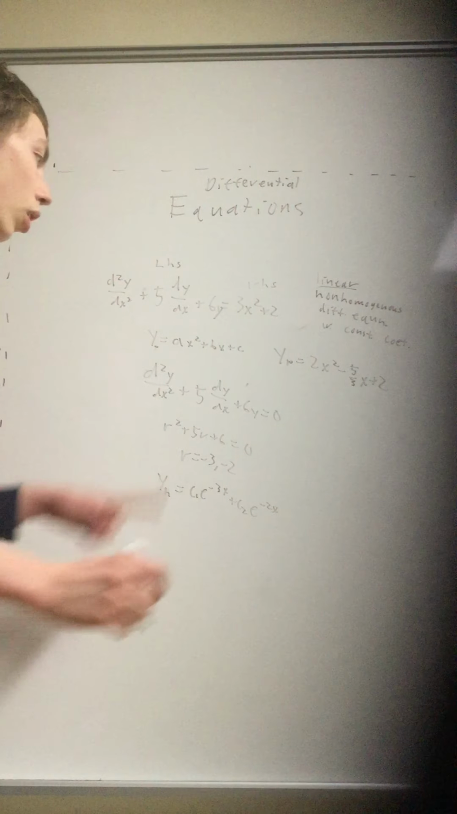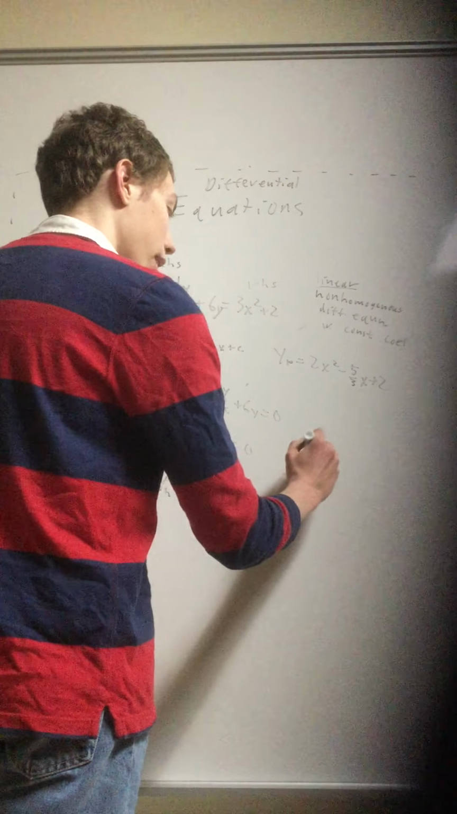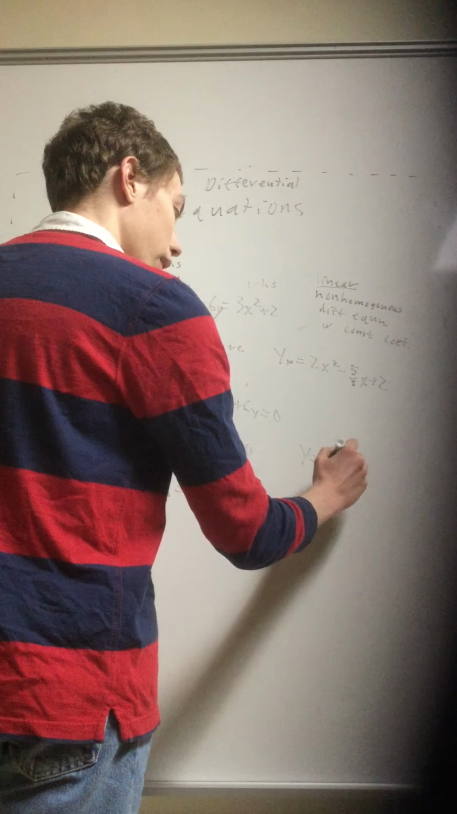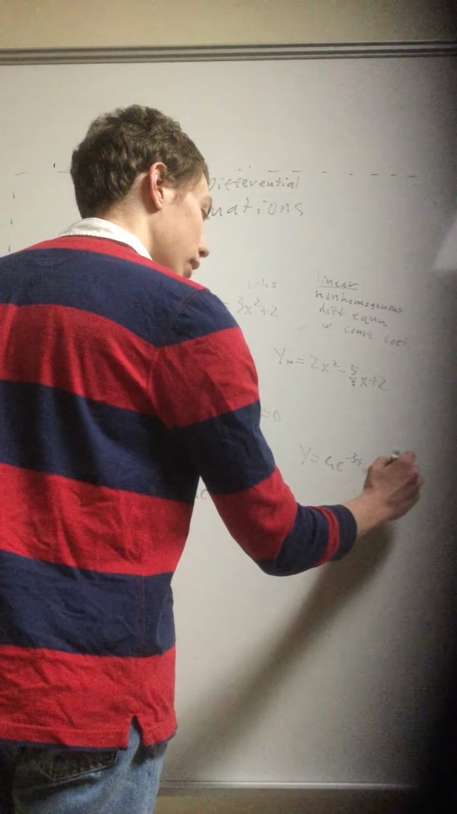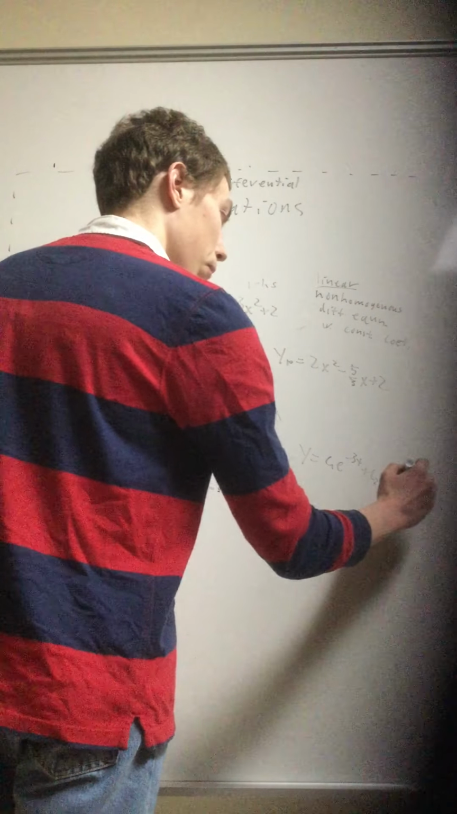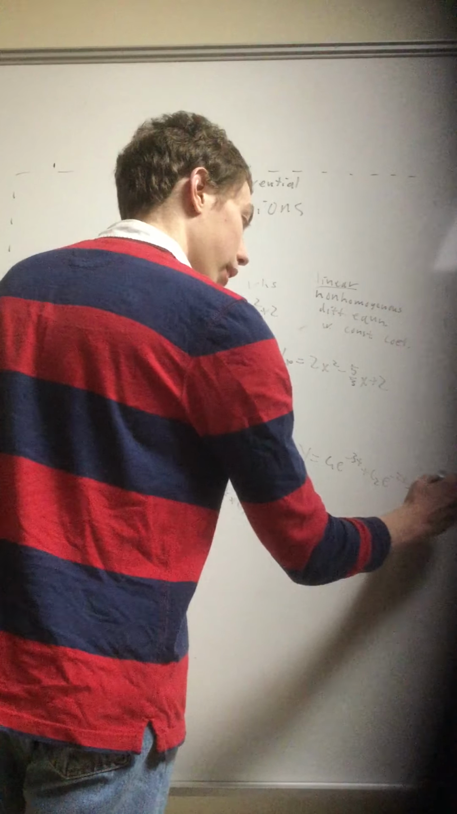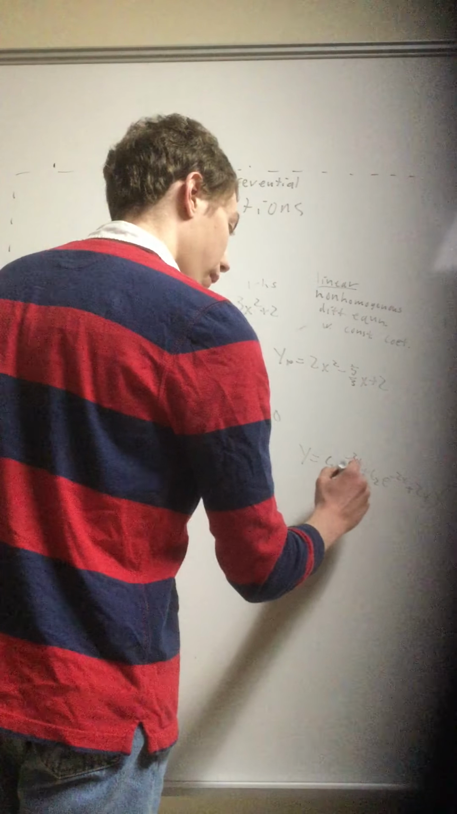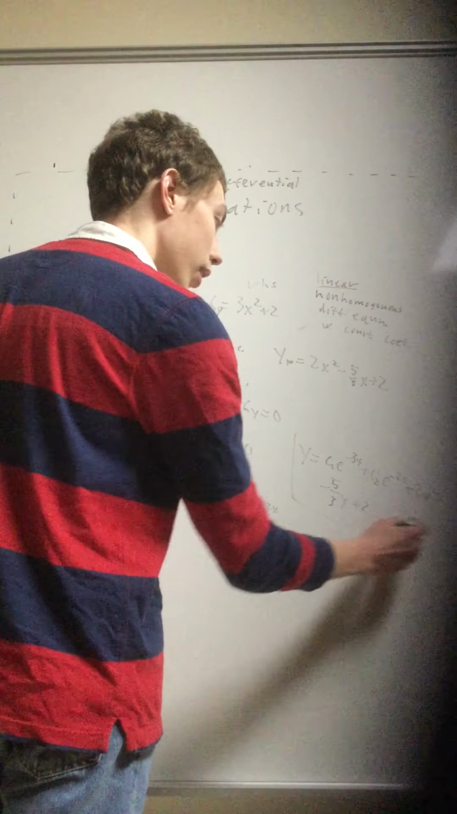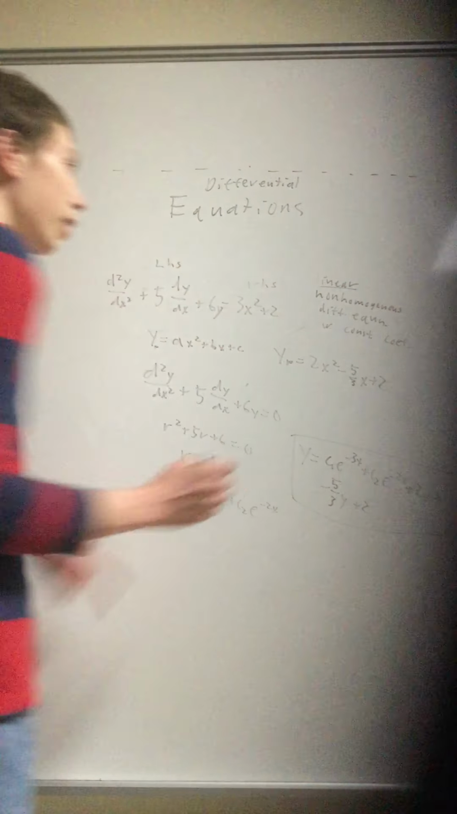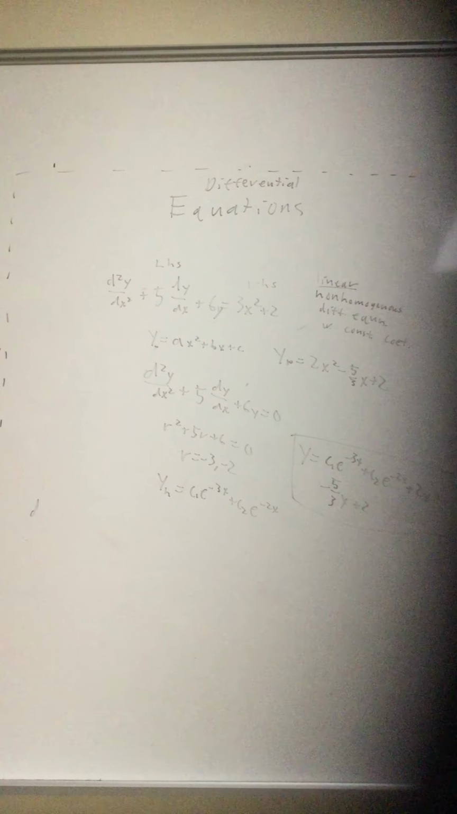So thus, the whole solution is y equals c1 e to the minus 3x plus c2 e to the minus 2x plus 2x squared minus 5/3 x plus 2. And we found y. So this is how you solve, in general, a linear non-homogeneous differential equation.